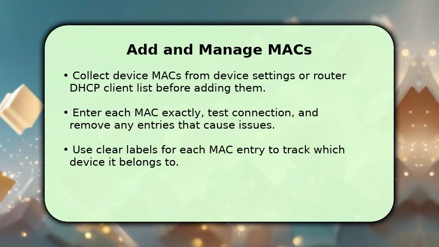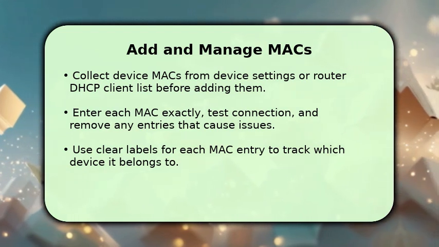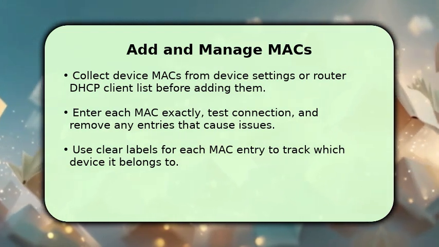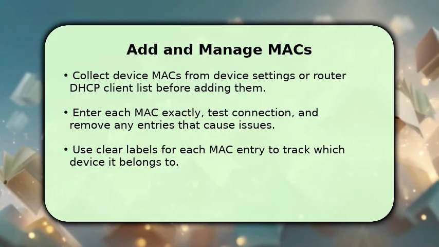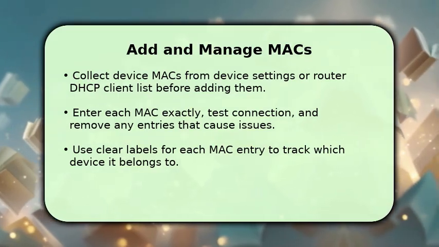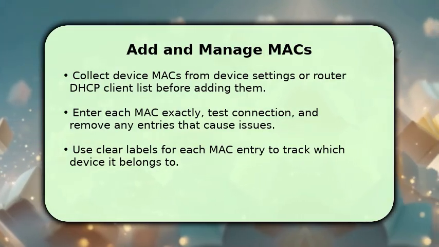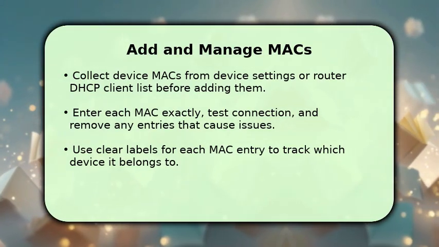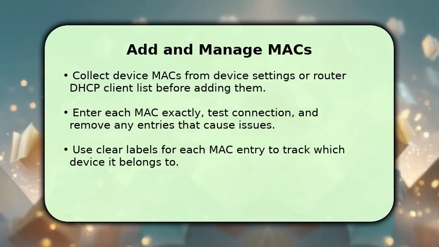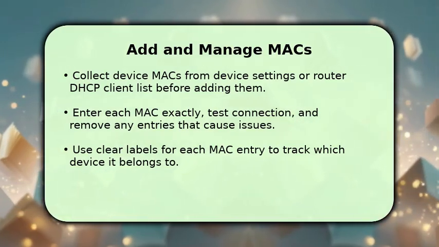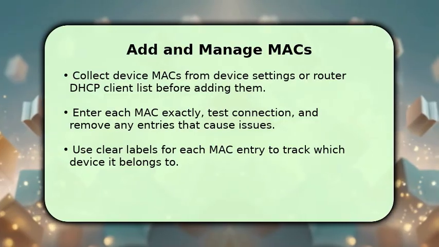Add each MAC exactly as shown, include a clear label so you know which device it belongs to, and test connectivity after saving. If a device loses access, double-check the MAC entry and your allow versus deny setting. I'll share quick recovery tips and best practices so you can manage the list without stress, easily and confidently.